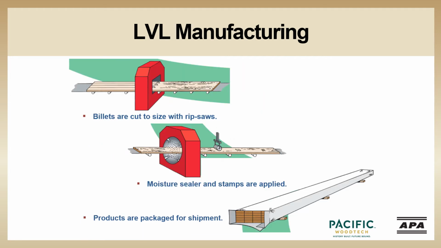The billets are cut to size with rip saws. Moisture sealer and stamps are applied, and finally, products are packaged for shipment.